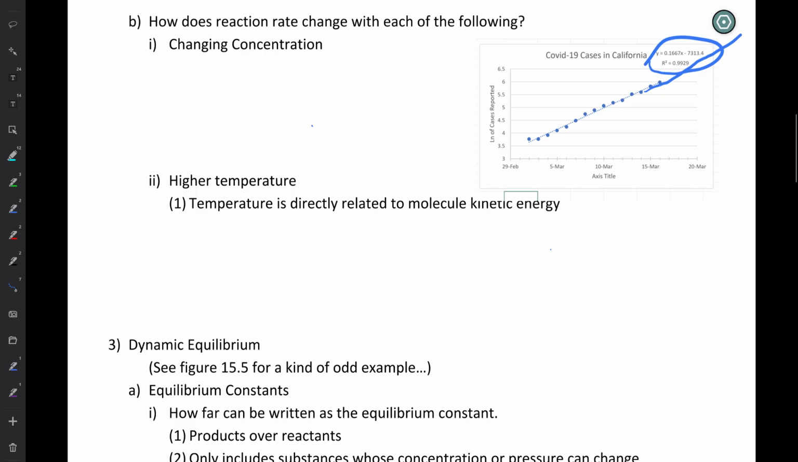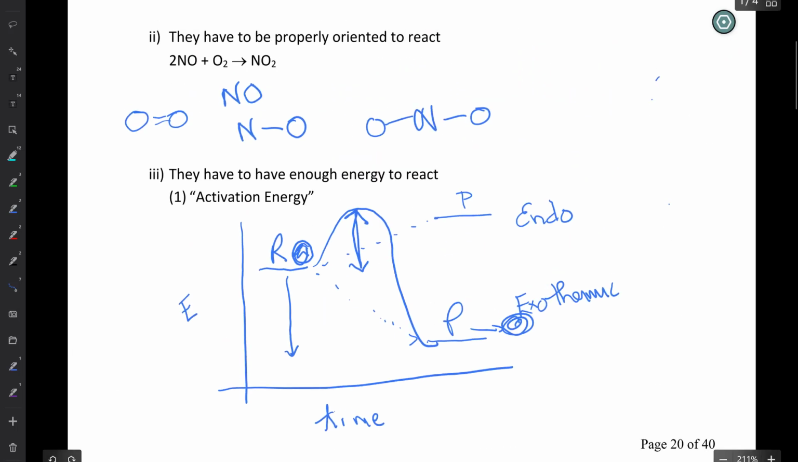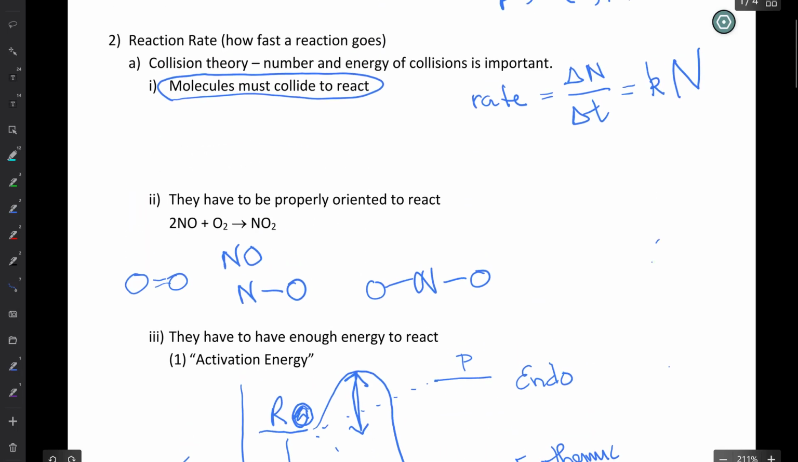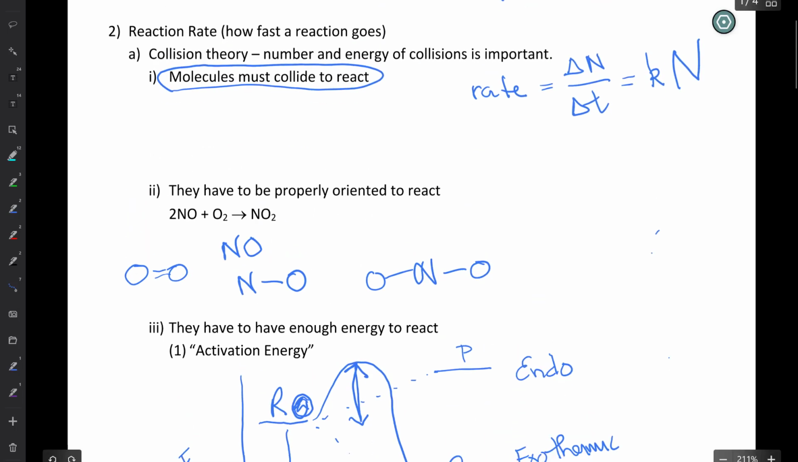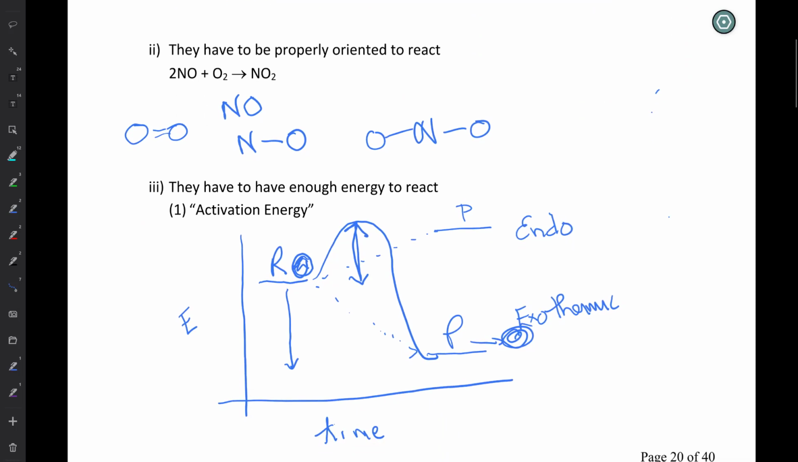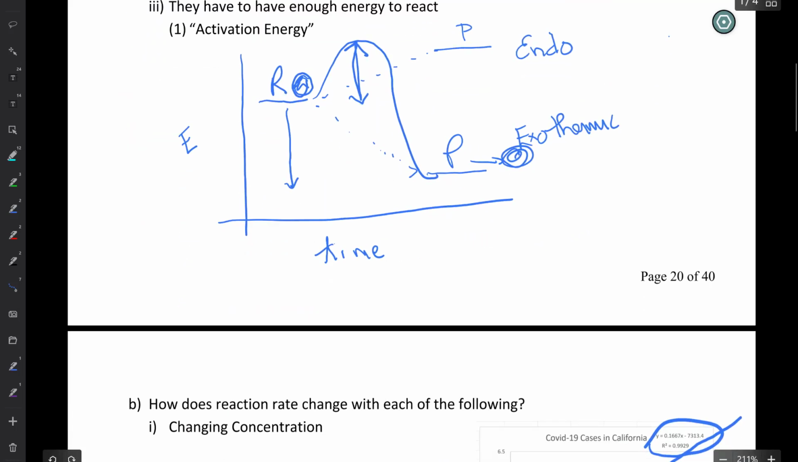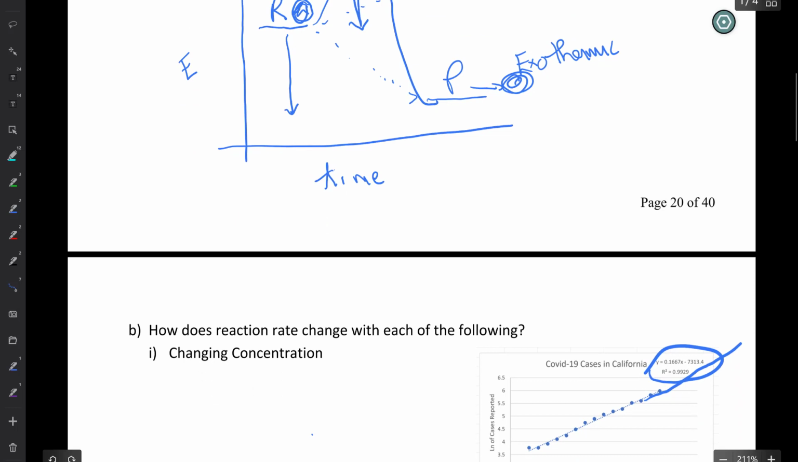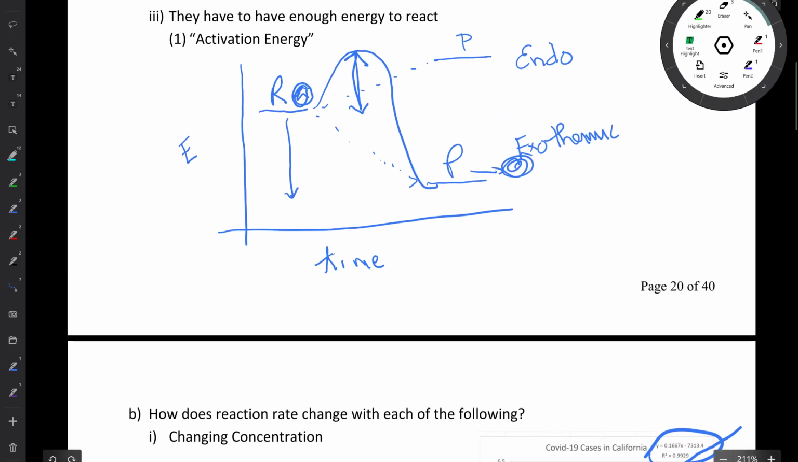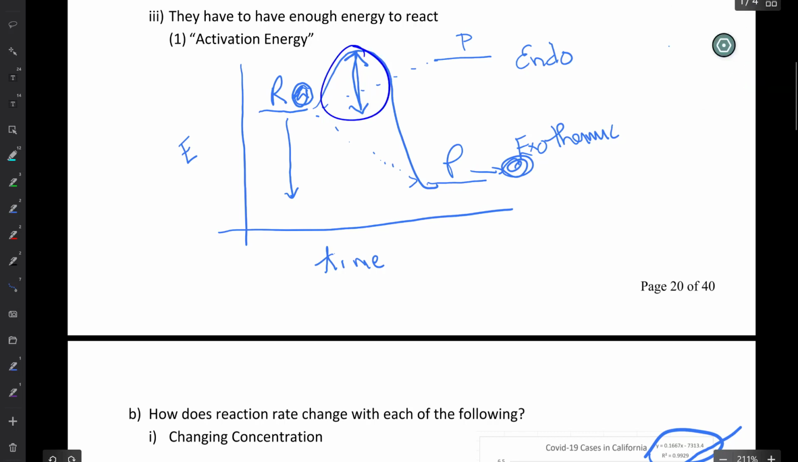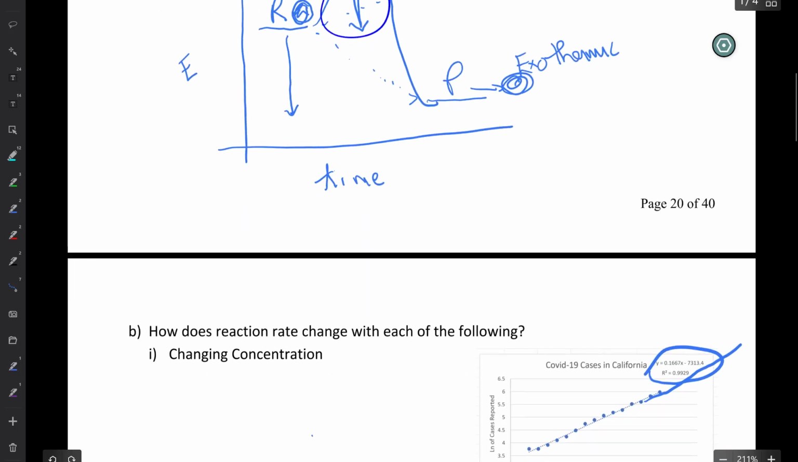So anyways, we're talking about rate laws, so we'll back up for a second, because I know I'm experiencing a little discontinuity here. So collision theory, right? Molecules must collide, they have to be properly oriented, and then they have to have enough energy to react, and we call that the activation energy. This value that's here, let me go ahead and mark this out. This is the activation energy. And the bigger that value is, the slower the reaction will go.